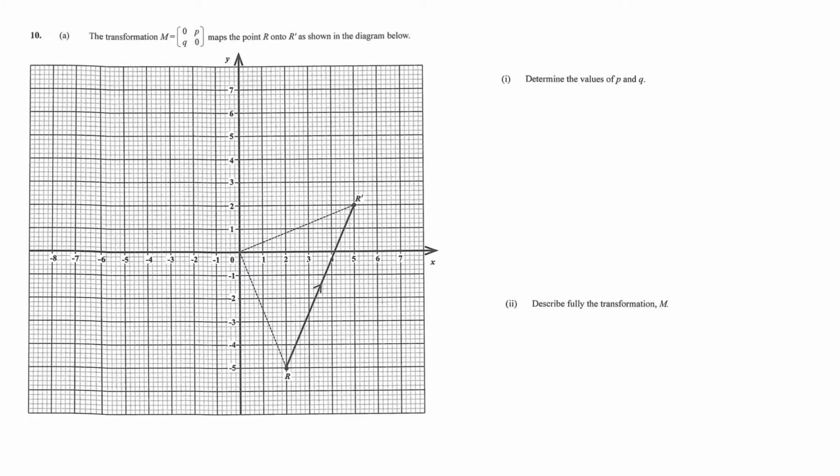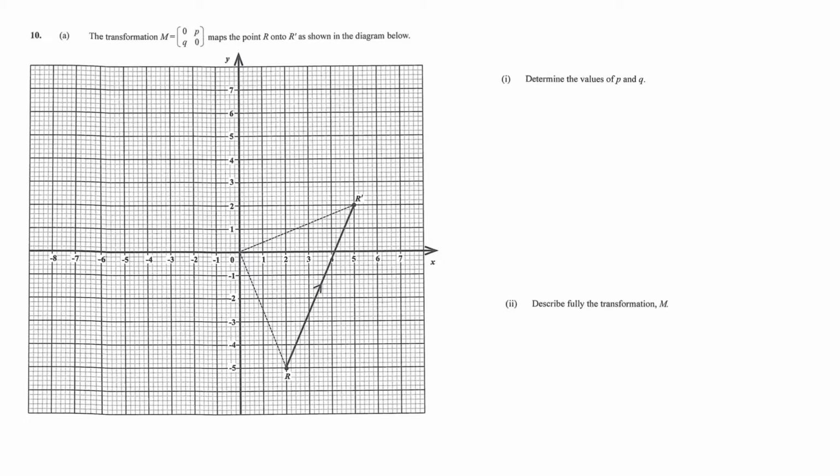In this video, we'll be going over problem 10 in the January 2020 CXC Math exam. In part A, we're given a matrix transformation with the matrix M with entries 0, P, Q, 0. And we're told that it maps the point R to the point R prime, where R is the point 2, -5, and R prime is the point 5, 2. In the first part, we're asked to determine the values of P and Q.